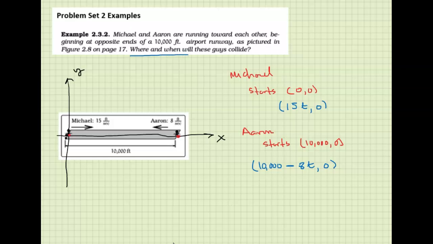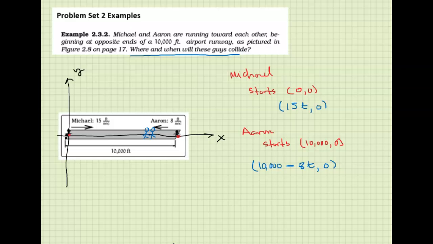So where and when will these guys collide? So they're moving, fast forward in time. Michael is moving faster than Aaron, so they're probably going to meet more than halfway. Definitely 5,000 feet is halfway. He's going almost twice as fast as this. So they're probably going to meet around the 2/3 point. So they're going to meet somewhere here. All right, I say give a high five.